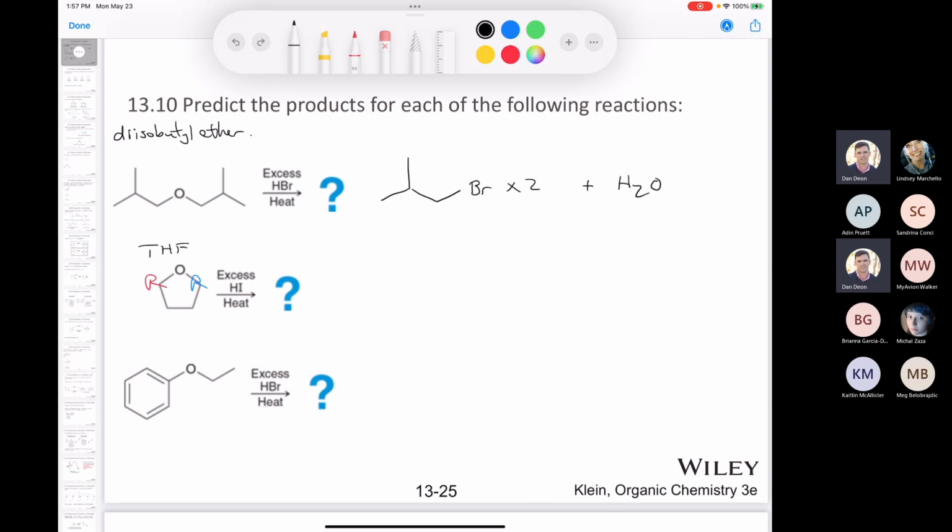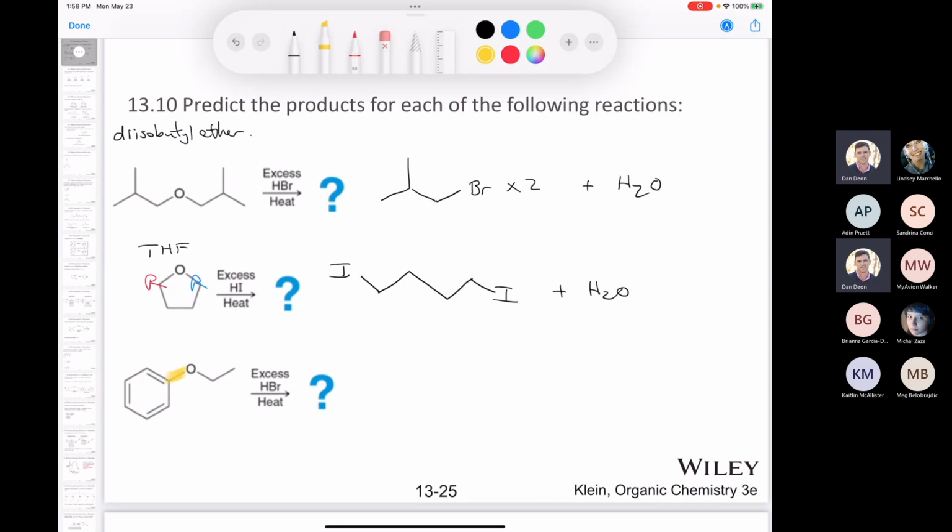They're tethered together by 2 carbons. And so we're going to have 1, 2, 3, 4 carbons. On one side, we're going to have an iodide, and on the other side, we're going to have an iodine. And then we're also going to form water. So we form 1,4-diiodobutane and water.